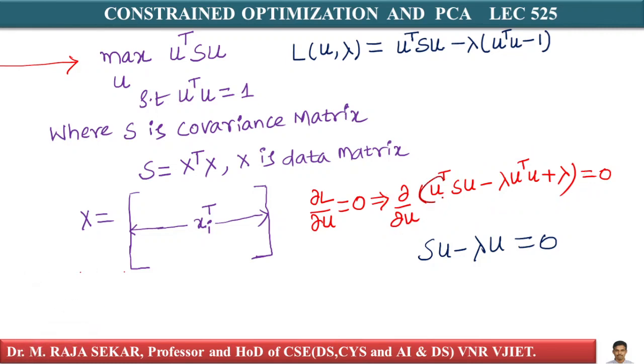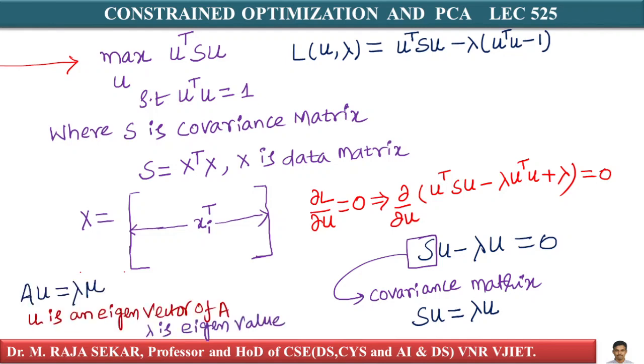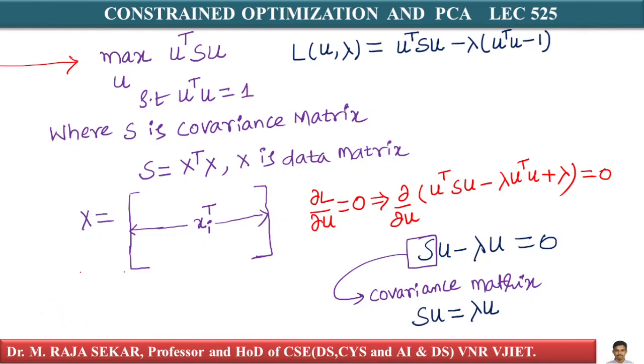In a similar manner, this is a vector, and this is the covariance matrix, isn't it? If you multiply and differentiate component wise, it's a vector differentiation. You have to differentiate it component wise. So what you are getting here is S u minus lambda u equal to 0. What does it mean? S is the covariance matrix, and u is a vector, isn't it?